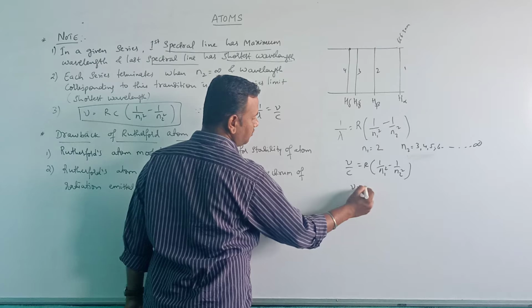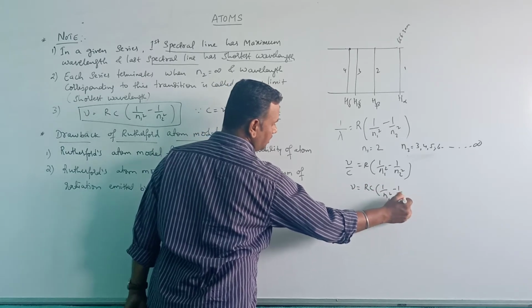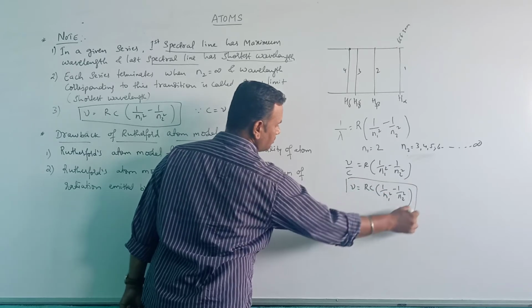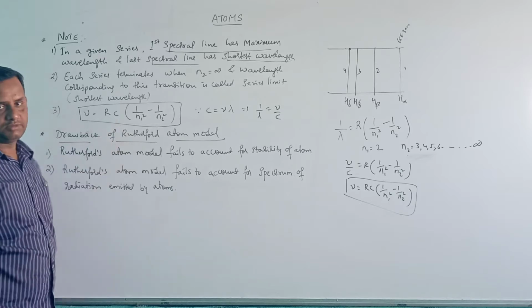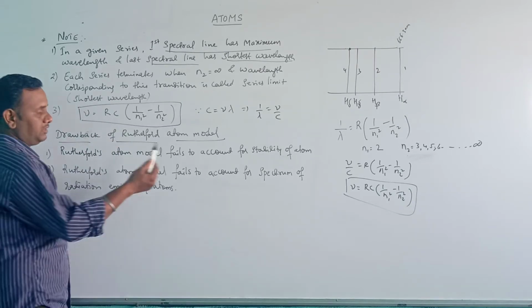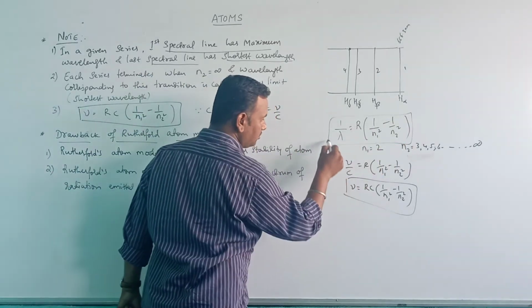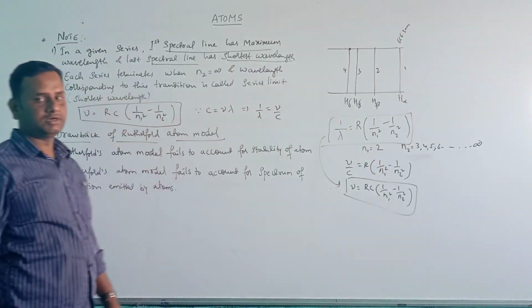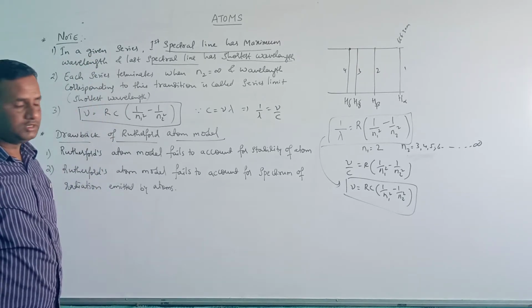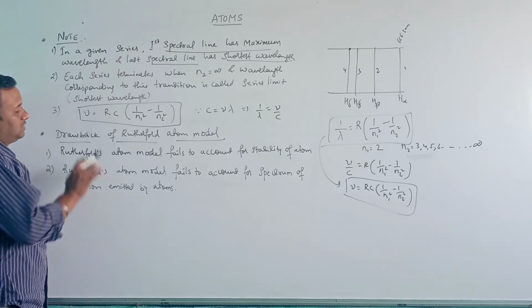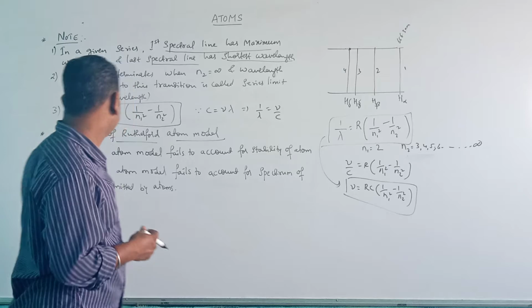So this can be written as nu is equal to R into C, that is 1 by n1 square minus 1 by n2 square. So this finds the frequency of each spectral line. We can find out the wavelength and also the frequency of each spectral line. So this is the important note you should remember, which will be very helpful while solving the numericals.